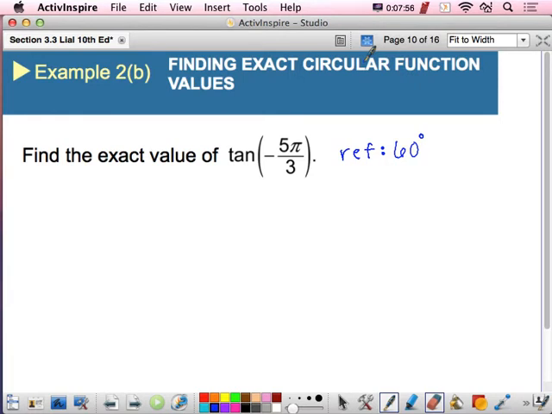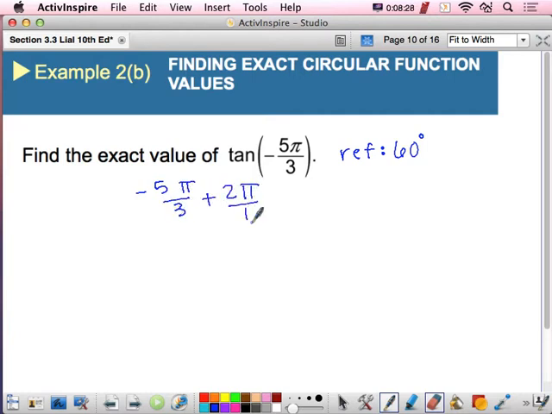Okay, so let's start back over and look at a second way to do this. Tangent of negative 5 pi over 3. All I know for sure is it has a reference angle of 60 degrees. If I have a negative angle and I'm not sure where it is, how do I fix it? I add what to it? 360. Well, 360 degrees is the same as how many pi's? 2 pi radians, right? So I could add 2 pi to that number. So I could adjust the negative 5 pi over 3 by adding 2 pi to it.